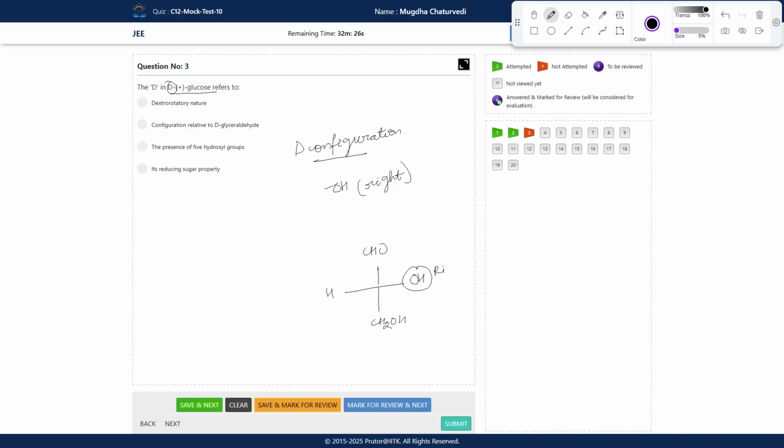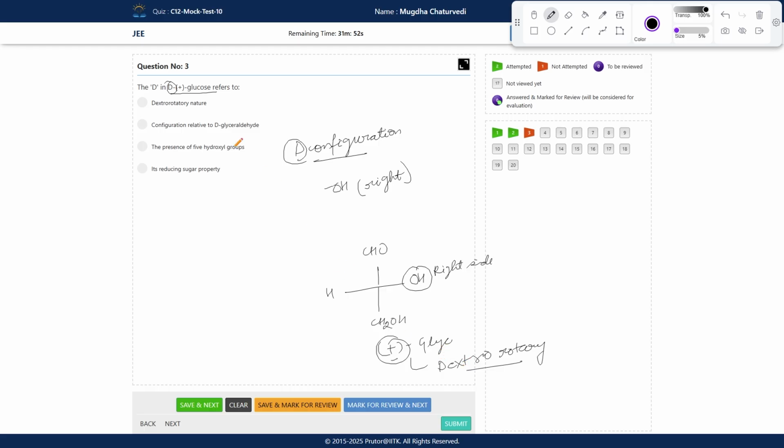This OH is on which side? Right side. So this indicates that if this OH on the chiral carbon is on the right side, then it is a D configuration. You can write it as plus glyceraldehyde. And what does this plus stand for? This plus stands for the fact that it rotates plane polarized light to the right, so it is dextrorotatory.